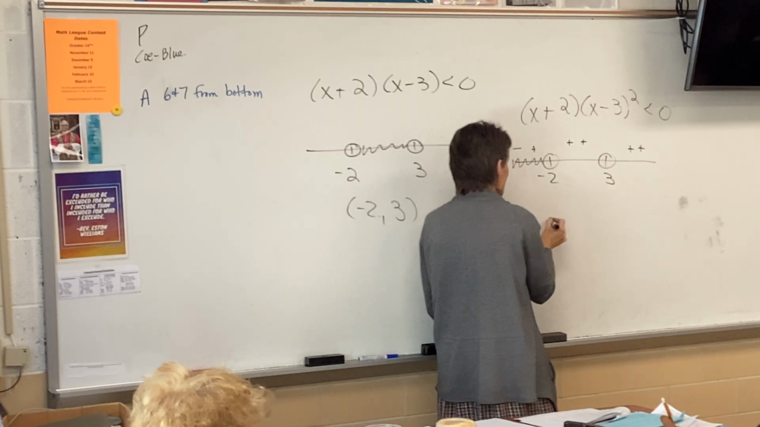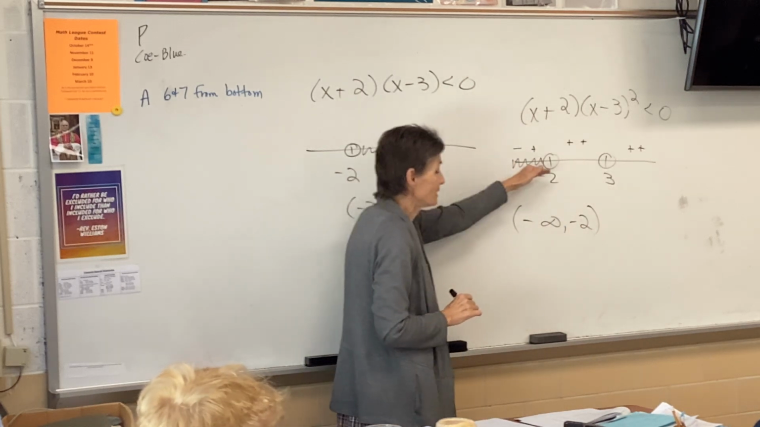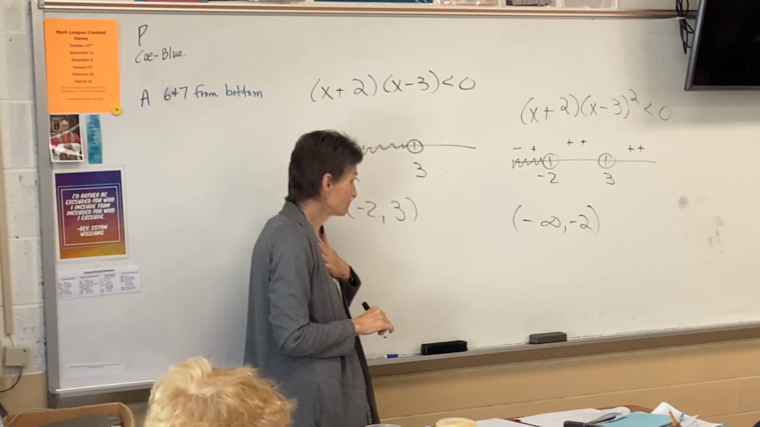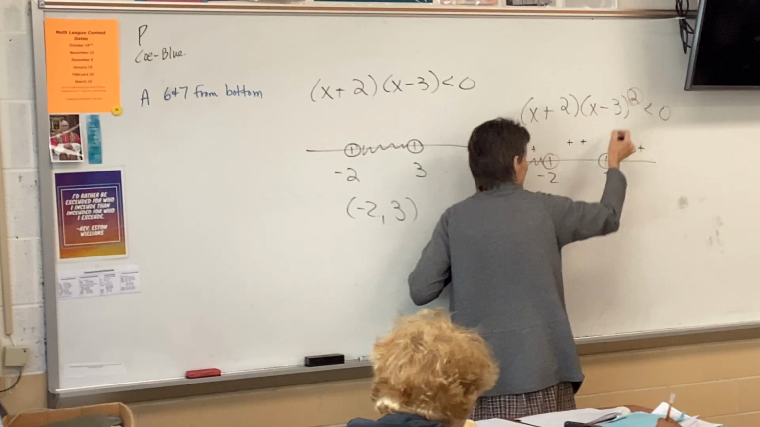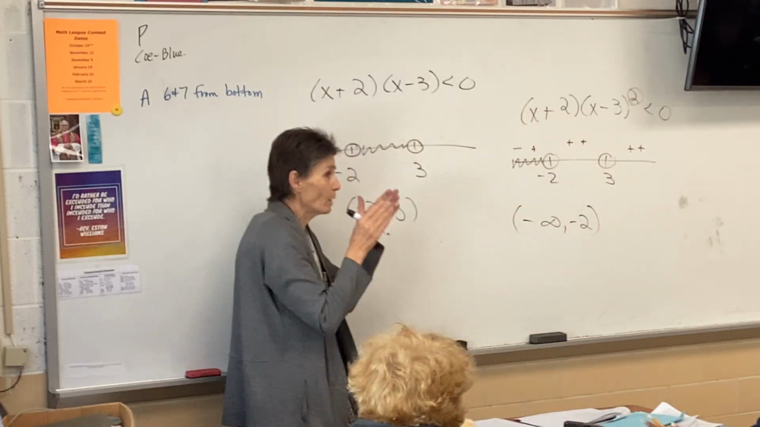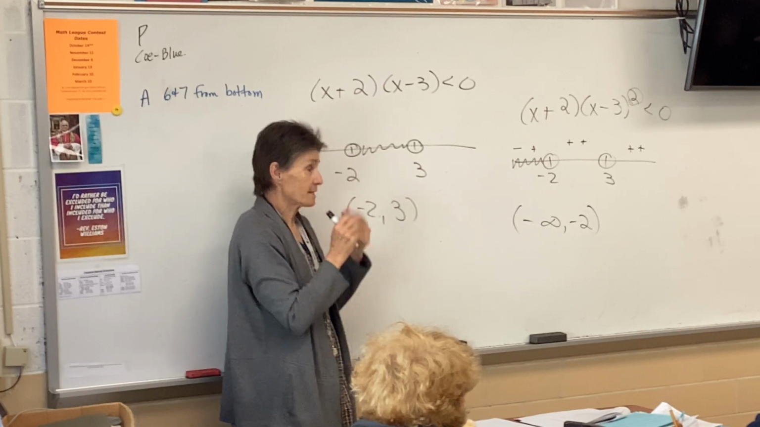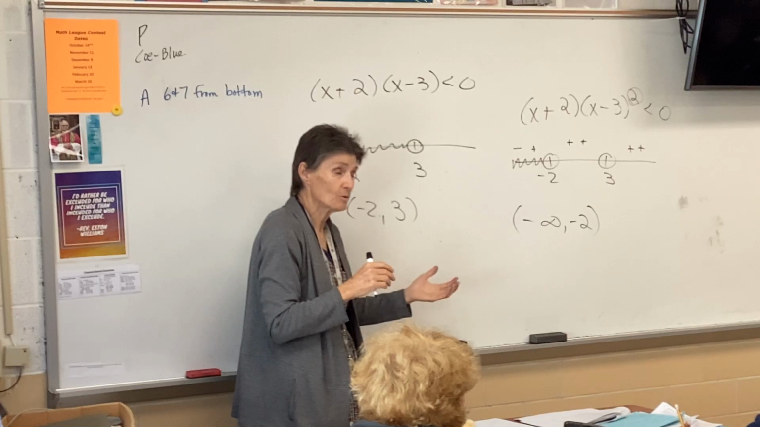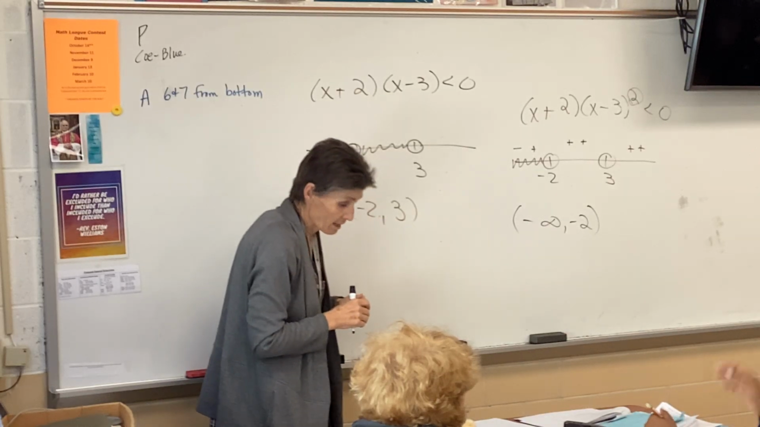So the answer to this problem is negative infinity to -2. There are no shortcuts. As soon as you put a square in this problem, you're going to have to check and see which ones work. There's no pattern. They might alternate, they might not. You never know. You just have to do it.